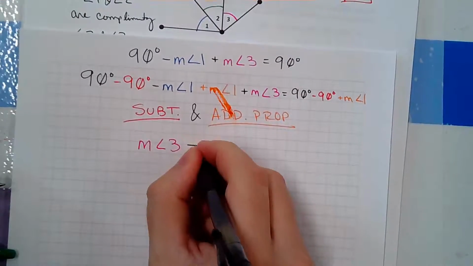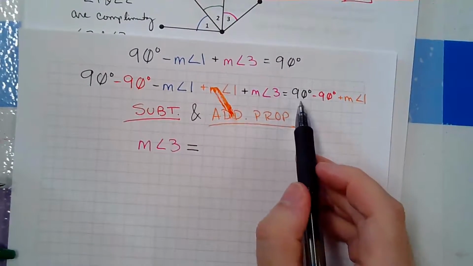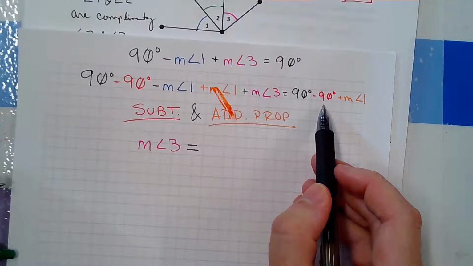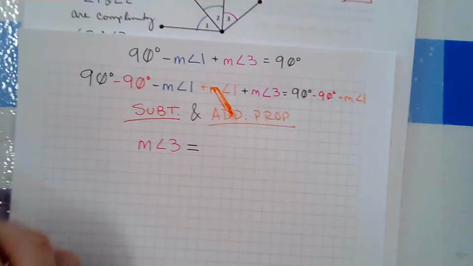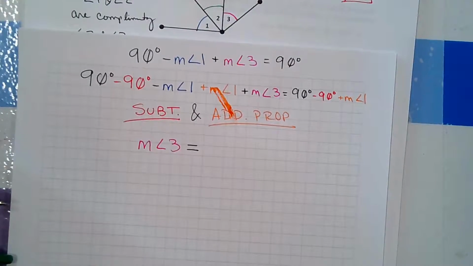And we have an equal sign. Don't lose your equal signs. What's 90 minus 90 on this side? 0. It goes away. So all that's left over there is the measure of angle 1 that we added by moving it over.